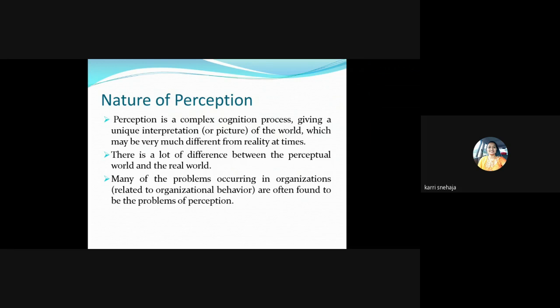Perception is a complex cognition process giving a unique interpretation of the world which may be much different from the reality. कई लोग बहुत ज्यादा इमेजिनेटिव वर्ल्ड में रहते हैं, तो जब इमेजिनेटिव वर्ल्ड में रहते हैं तो उनका परसेप्शन जो है रियल फिगर से हट जाता है, क्योंकि उनकी अपनी एक दुनिया होती है, उसी दुनिया में देखने की कोशिश करते हैं, तो उनका जो परसेप्शन होता है, जो उनके सोचने का तरीका होता है, वो उन लोगों के विचारों से डिपेंड करता, इफेक्टेड होता है.